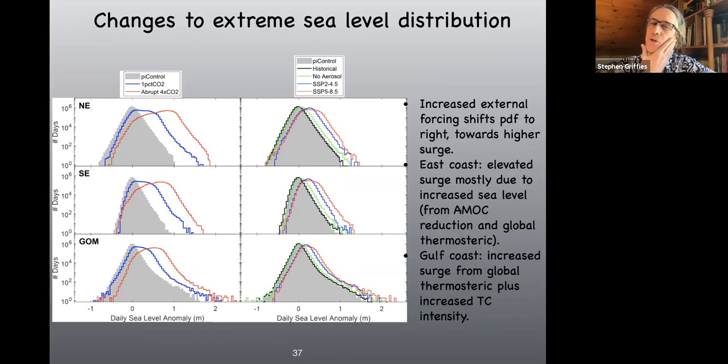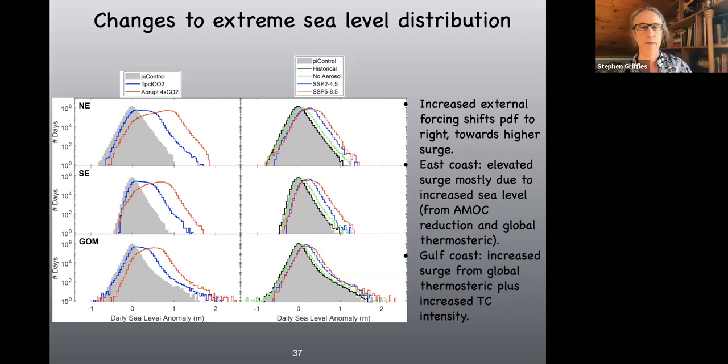So what happens to the extreme events? Let's just look at the distribution here: the Northeast, Southeast, and Gulf of Mexico. The Northeast is north of Cape Hatteras. The Southeast is Cape Hatteras down to Miami, and then the Gulf of Mexico. And we look at different simulations here, a 1% CO2 idealized, an abrupt 4 times CO2 event, and you get the expected shift to the right of more extreme events in these simulations.